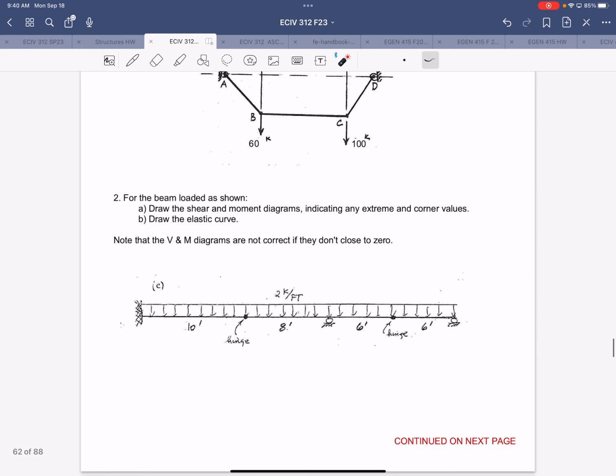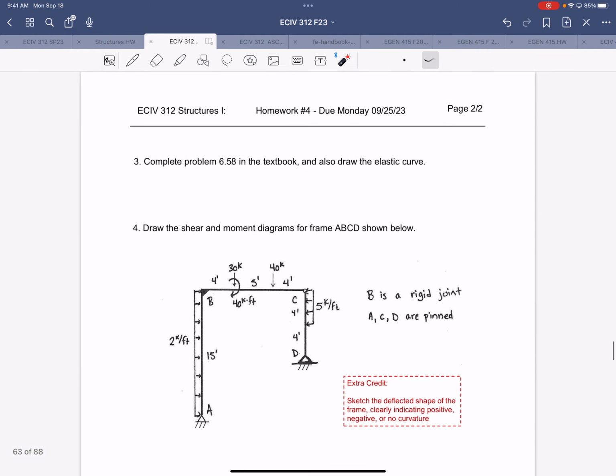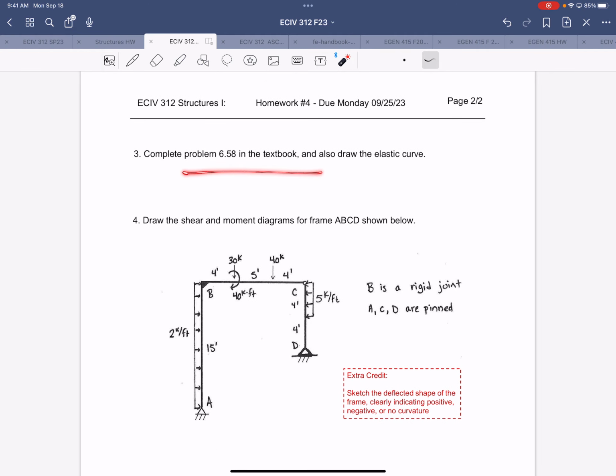And then you've got a beam where you're asked to draw shear and moment diagrams and elastic curve. So this is just a long, continuous beam with a couple hinges, fixed support at the left end, and some rollers along the way. The textbook problem is, if I remember correctly, a problem where you are given the moment diagram and you are asked to draw the shear diagram and also the elastic curve.